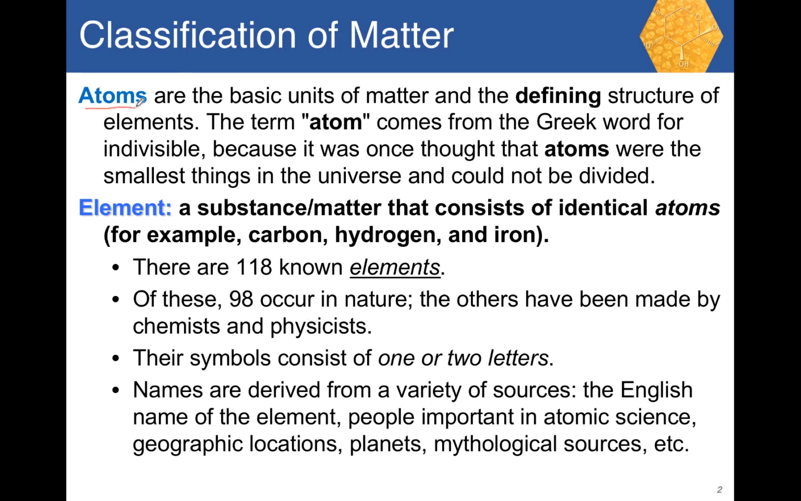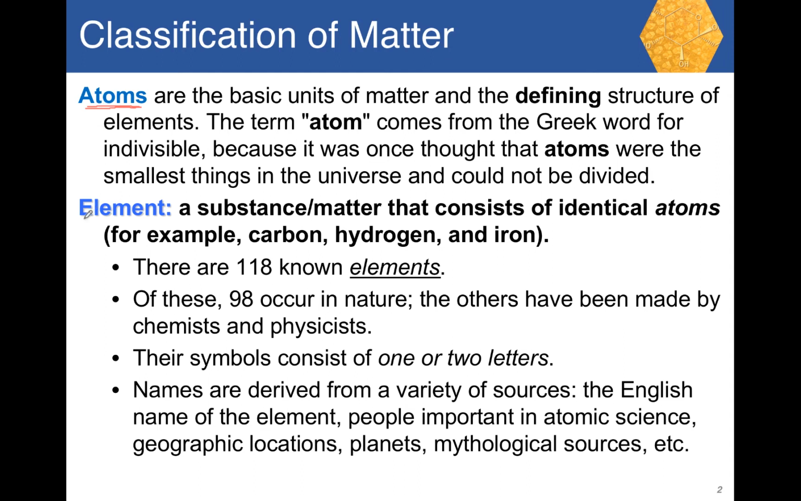Atoms. So let's first of all define atoms. Atoms are the basic unit of matter. Basic unit. It comes from the Greek word indivisible. As you'll see in your text, it was once thought to be the smallest things that exist in the universe. So atoms again are the basic unit of matter.